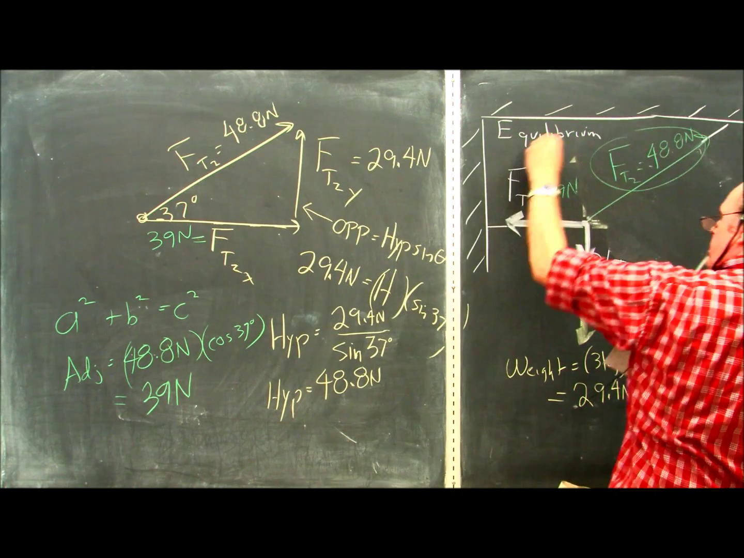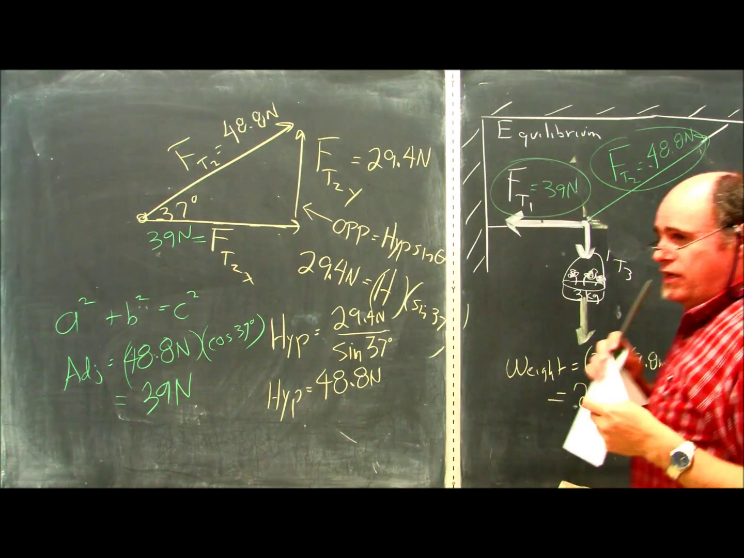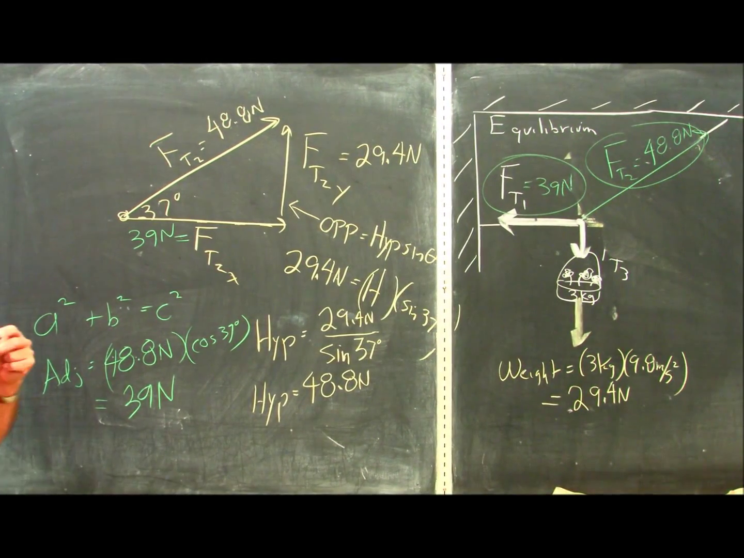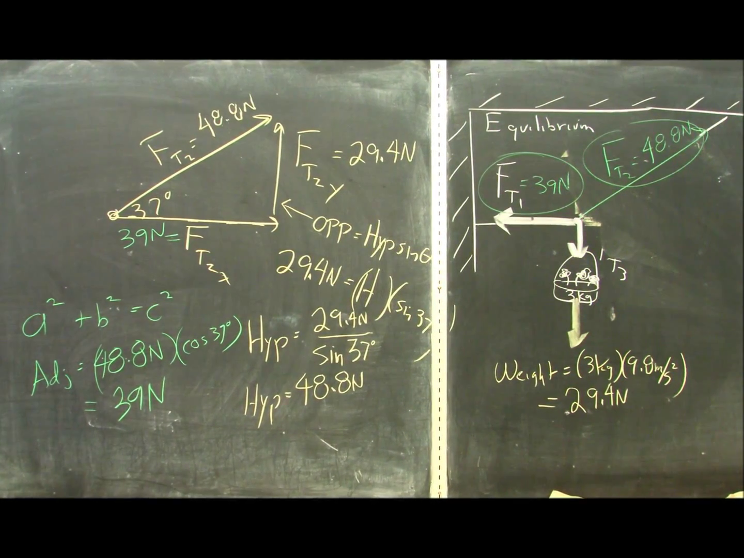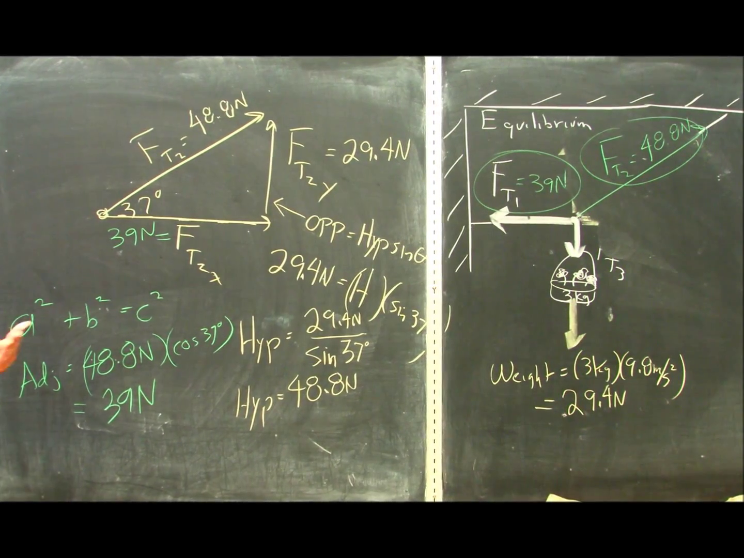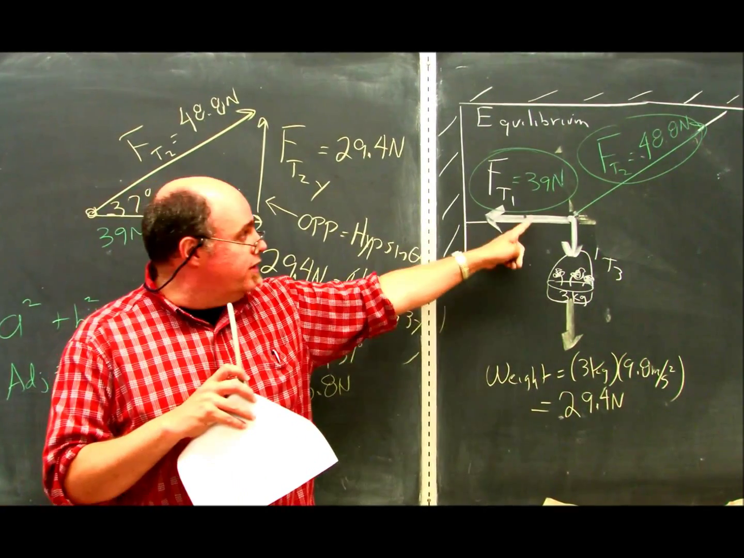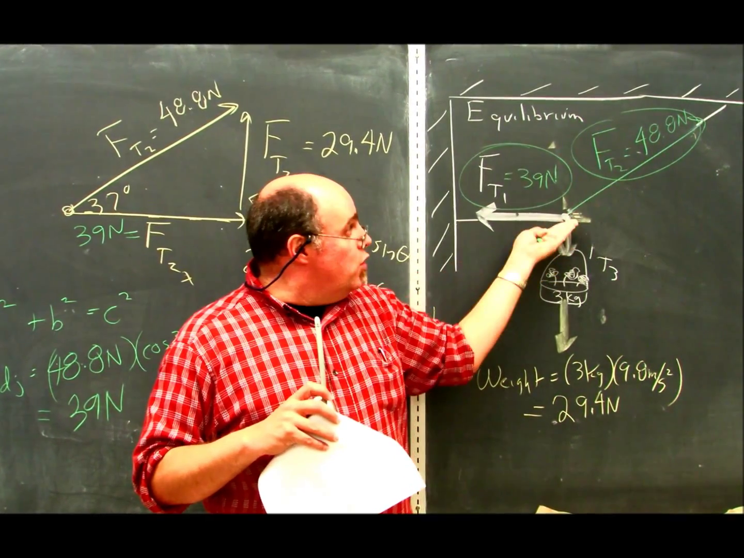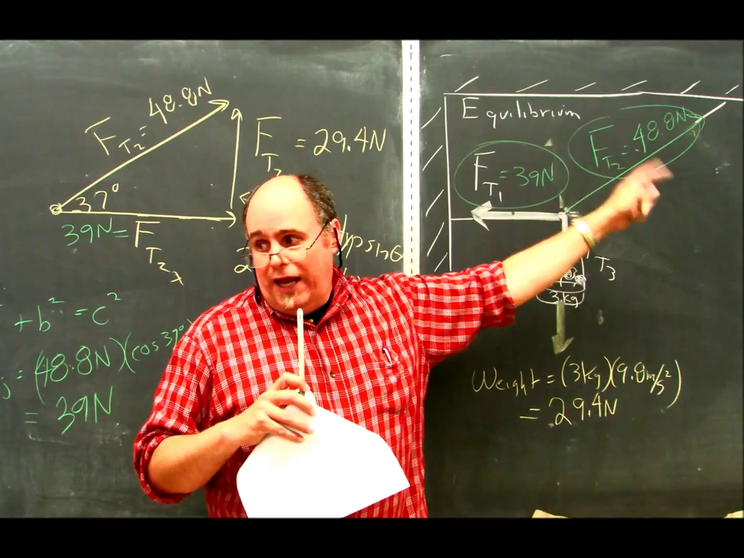And that's a typical question: find the tension in those two different ropes. So I should have actually started off that way. That would have been the problem, and the question should have been: find the tension in the two ropes. So the tension in the left-hand rope that's horizontal is 39 newtons, and the tension in the right-hand rope, which is going up at an angle, is 48.8 newtons.